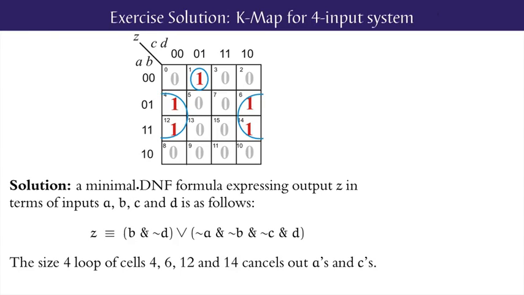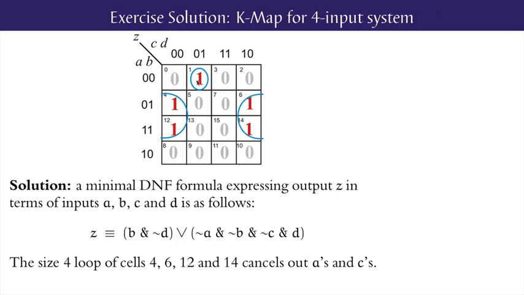How did you go? For this one, we can take a size 4 loop to cover cells 4, 6, 12 and 14 using a horizontal wraparound. In this size 4 loop, both the A's and the C's are complementary, so get cancelled. The remaining code indexing B and D is 1 and 0 respectively, so we get the conjunction B and not D. That covers 4 out of 5 of the cells with 1.